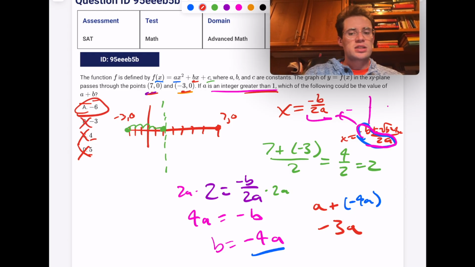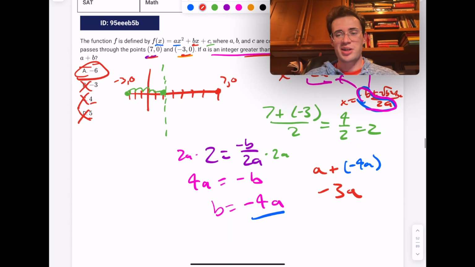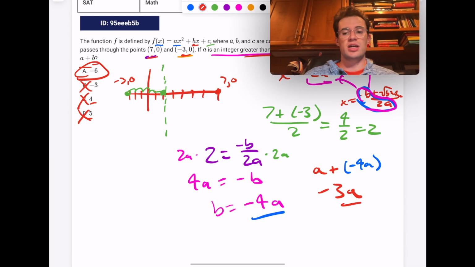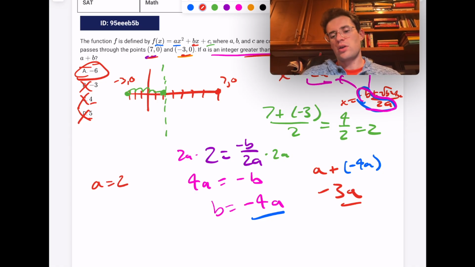All right, negative 6. Let's see, if you want to check if that works, you say, okay, well, what would a have to be to make negative 3a equal to negative 6? a would have to be 2. So our a value would be 2. You can figure out what the b is by multiplying it by negative 4. b would have to be negative 8.